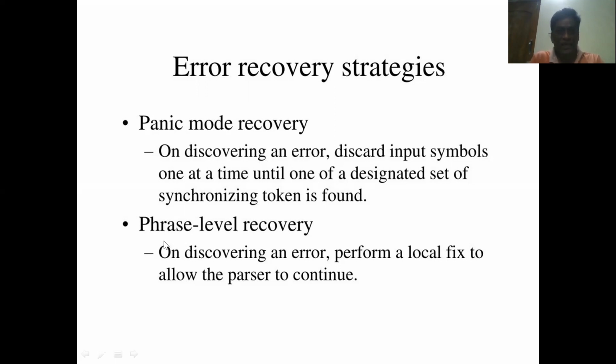The second category of error recovery strategy is phrase level error recovery. In phrase level error recovery, while constructing the parse table itself, for every possible combination of errors, we create a procedure to overcome the corresponding error. So generally, phrase level error recovery performs a local fix to the errors so that the parser continues with the remaining parsing actions.